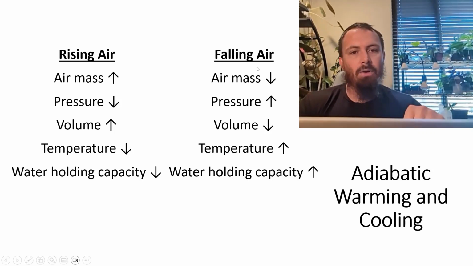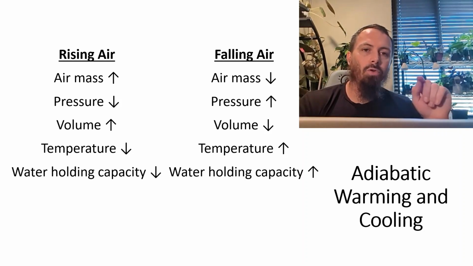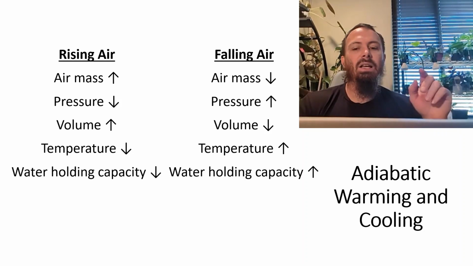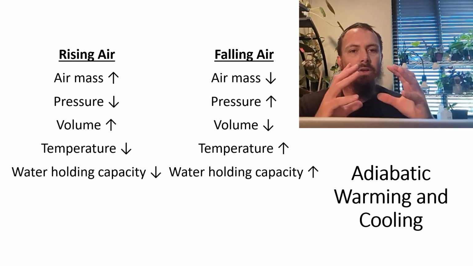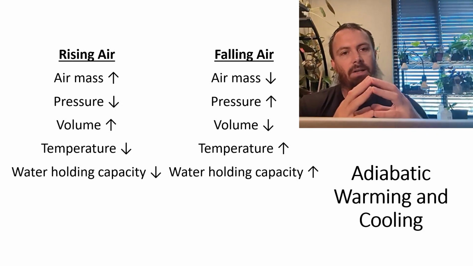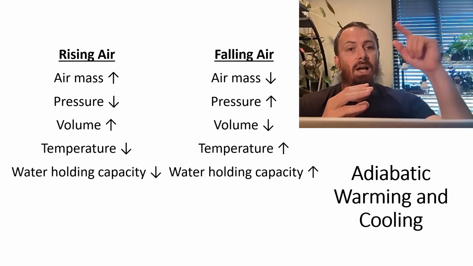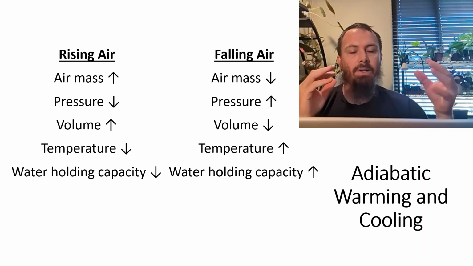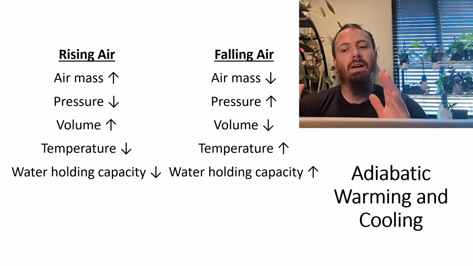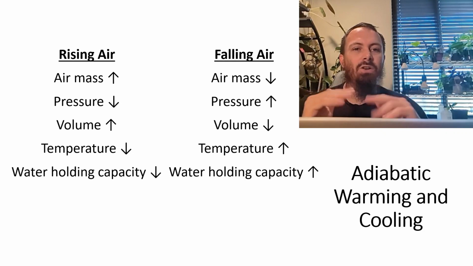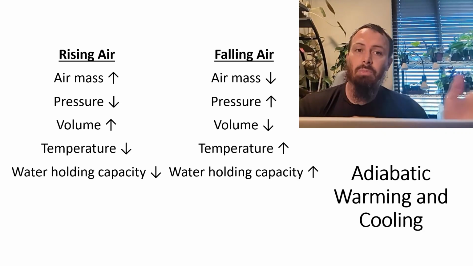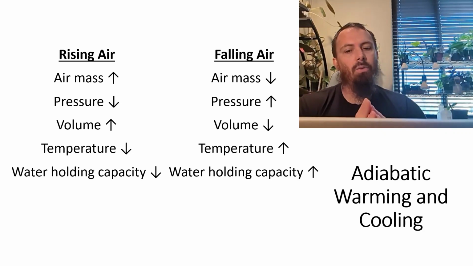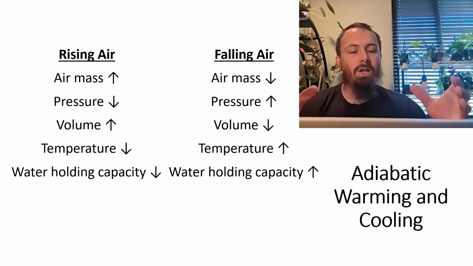Now the opposite is true of falling air. Air mass goes down, pressure goes up, volume goes down, temperature goes up. And that will create an increased water holding capacity because the temperature is increasing. So now you have a packet of air that has some water in it, but now water capacity goes up, it can now hold more water, right? And so that can suck up water from the environment. So rising air will tend to have a decreasing water holding capacity, creating precipitation patterns. Falling air will have a higher water holding capacity, creating a water draw from the environment, sucking up some of that water.